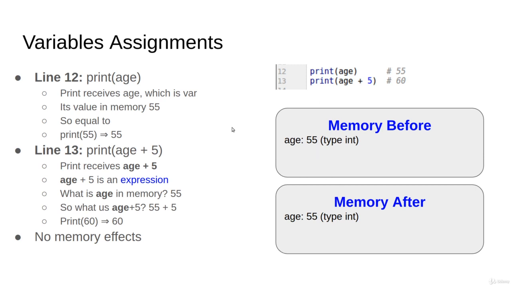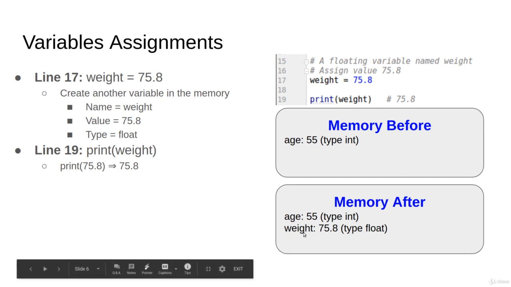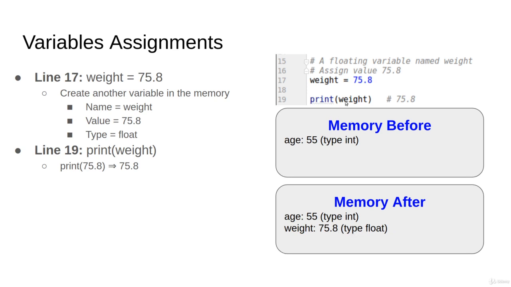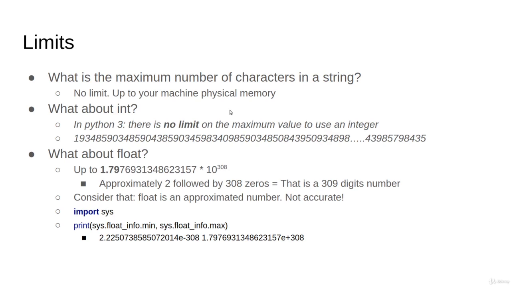After that, we have a new assignment command which says weight equal 75.8. After the instruction, there should be a new variable created in the memory with value 75.8, and the type would be float. Again, printing this value would just retrieve it from the memory and print it. Overall, this is how we create and assign variables in the memory.